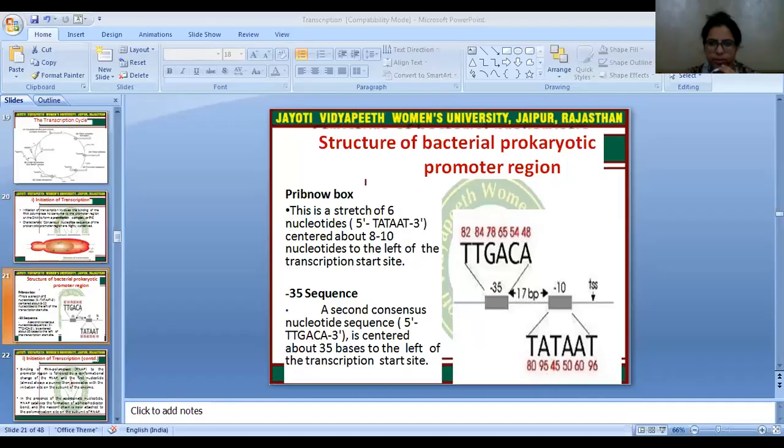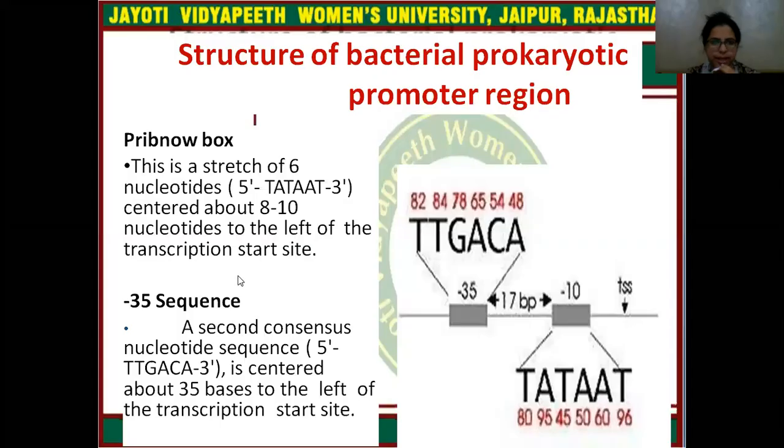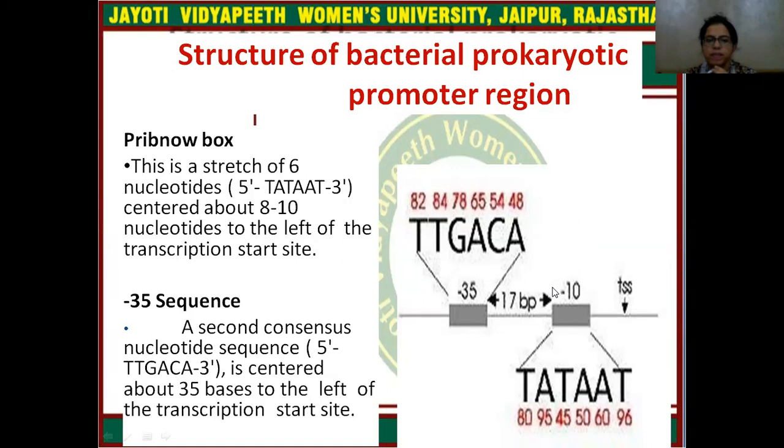So here I am showing the slide where you can simply see the Pribnow box and the minus 35 box. In the Pribnow box, this is a stretch of 6 nucleotides, which is TATAAT. So this is minus 10, or you can call it the Pribnow box. And the second one is the minus 35 sequence. It is a second consensus nucleotide sequence, TTGACA, centered about 35 bases to the left of the transcription site.